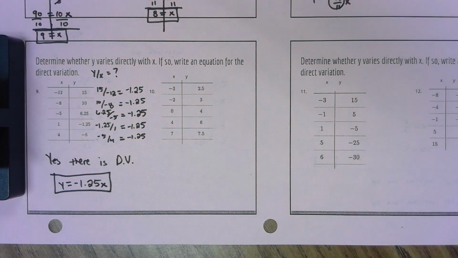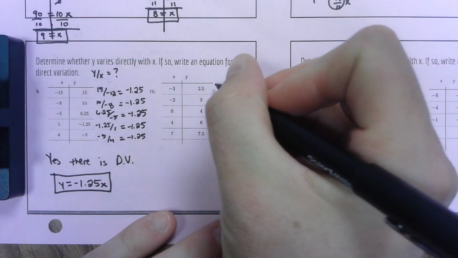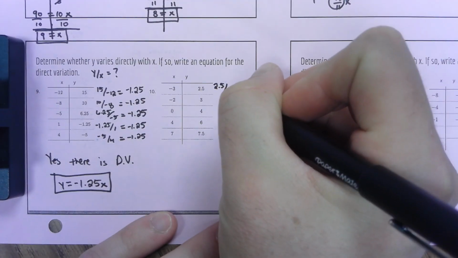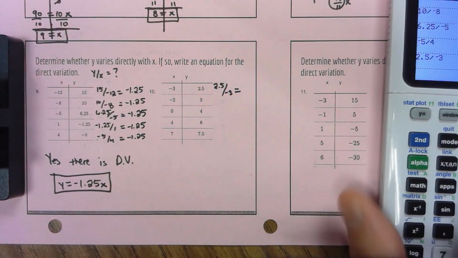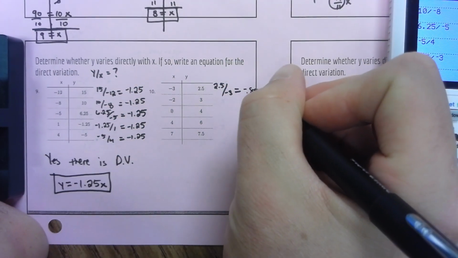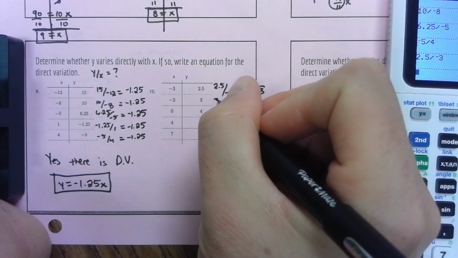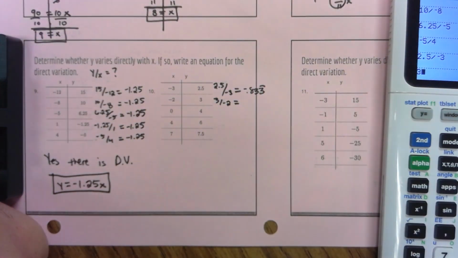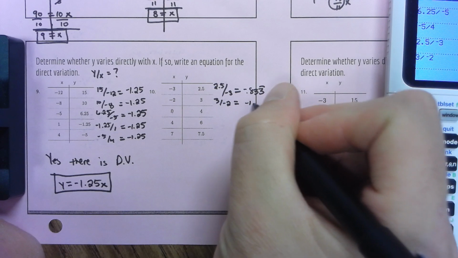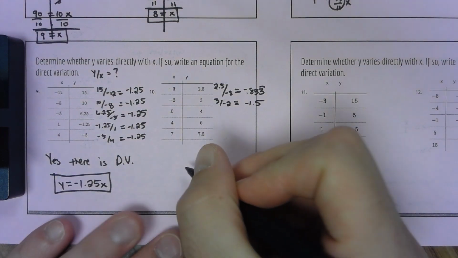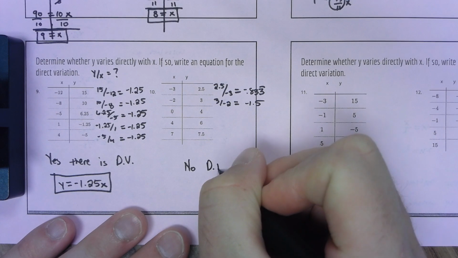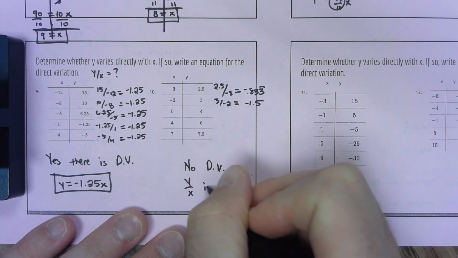All right, now I do want to talk about number 10 real quick because something weird happens here. When I take y of 2.5 and divide it by negative 3, I get negative 0.833. 3 divided by negative 2. Oh, negative 1.5. Never mind, we don't even have to worry about it. Is this direct variation? It's got to be the same every time. Okay, so no direct variation. Y divided by x is not constant.